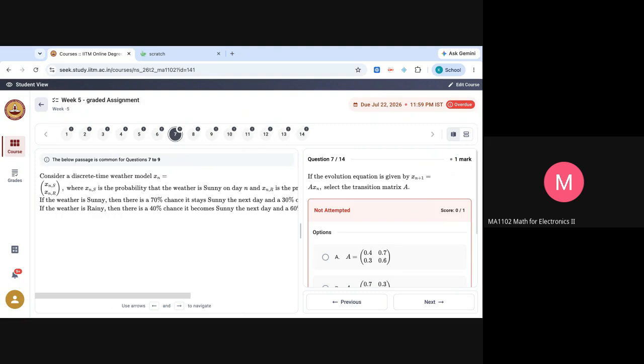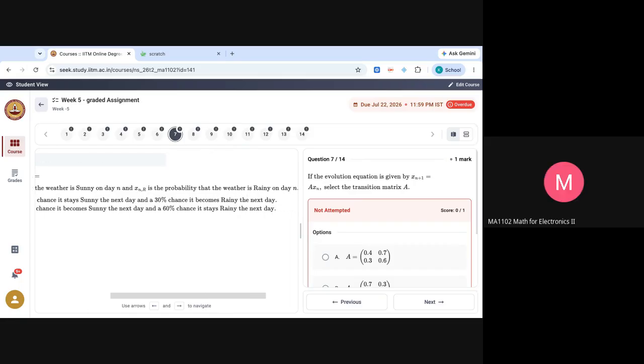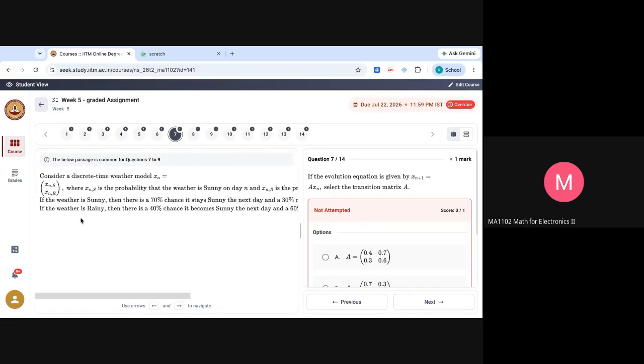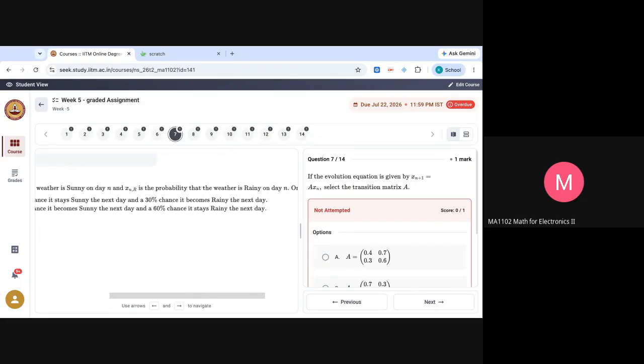On any given day, if the weather is sunny, then there is a 70% chance it stays sunny. And next day, 30% chance that it becomes rainy. So if you condition on the weather being sunny, then 0.7 is the probability it will stay sunny the next day, and 30% it becomes rainy the next day. If you condition on rainy, then 0.4 that it becomes sunny, and 0.6 stays rainy.